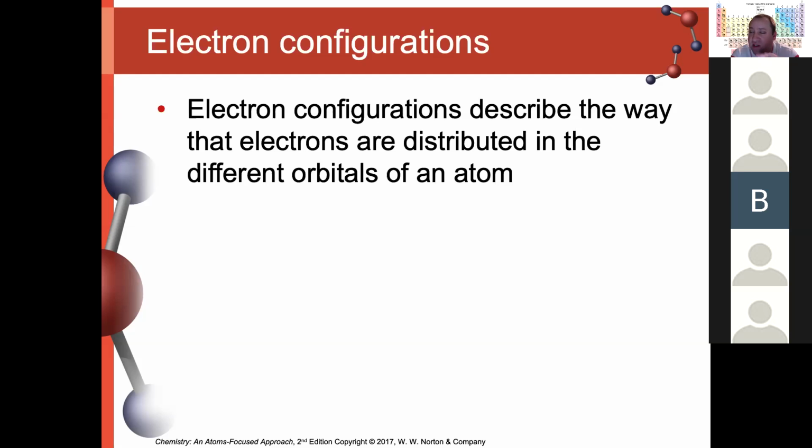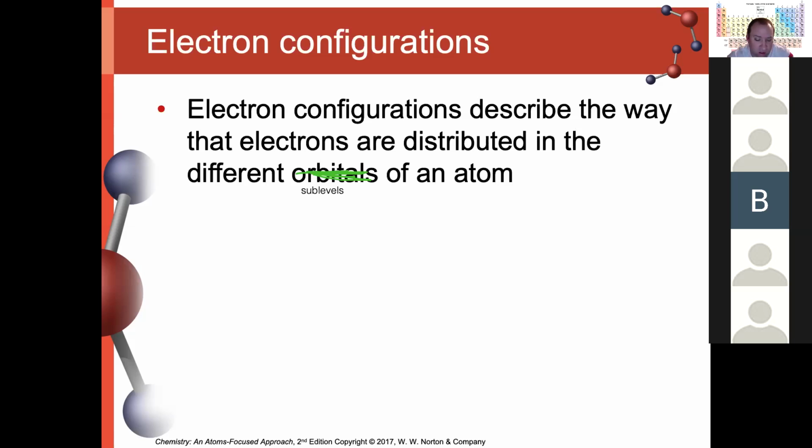It gives us a distribution of those electrons based upon the different orbitals, or again, more specifically, we would probably take this word out and talk more about the different sublevels of an atom as opposed to their orbitals. And so that's what an electron configuration does.